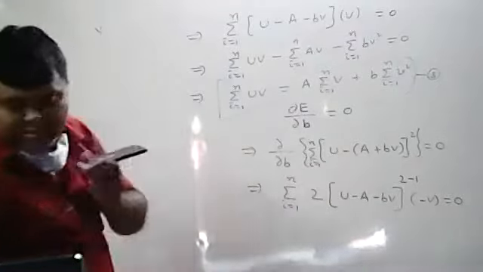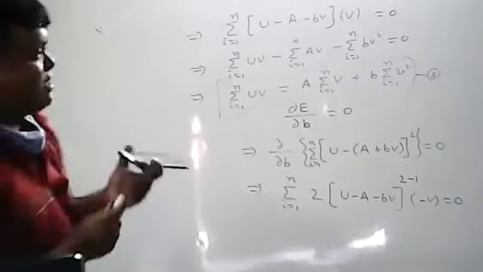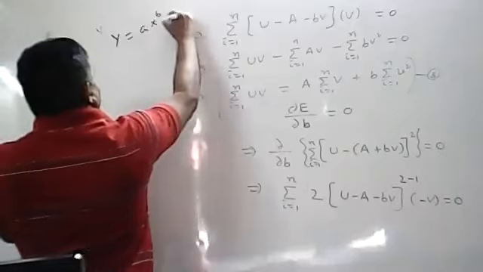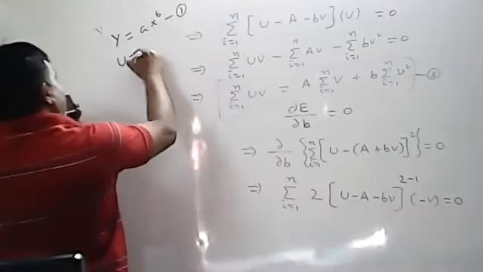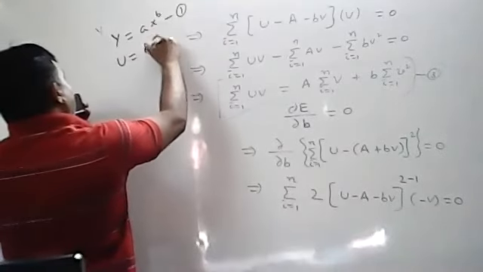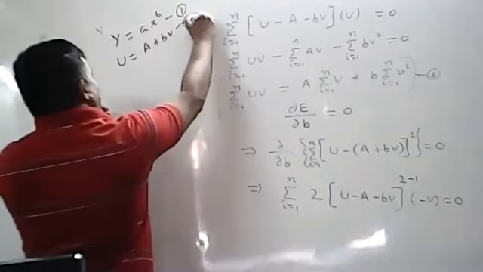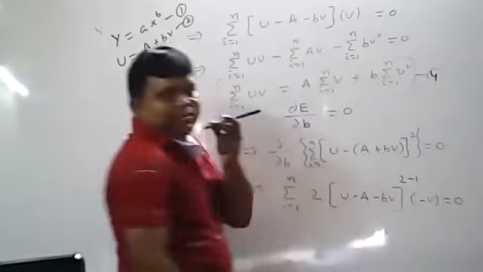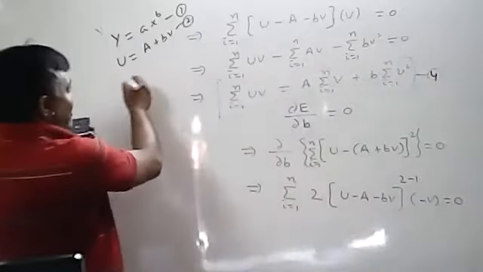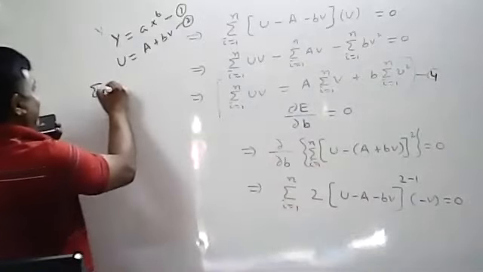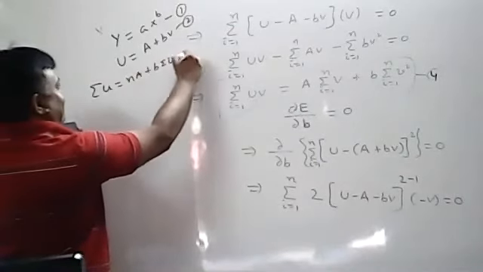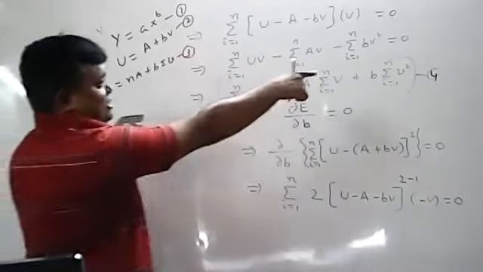What is equation 1? Equation 1 is y equal to a into x power b. Equation 2 is u equal to capital A plus bv. So this will be equation number 4, not 3. One normal equation you already got: summation u equal to nA plus b summation v. This you already assumed as 3, and now this one is 4.